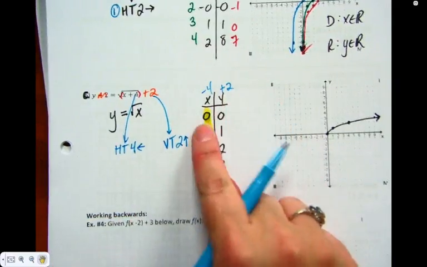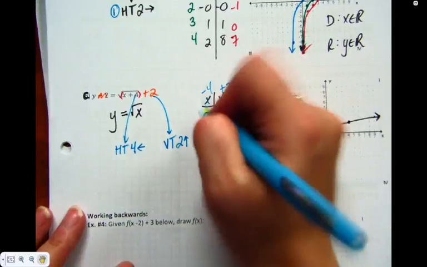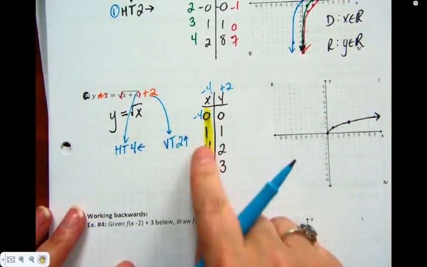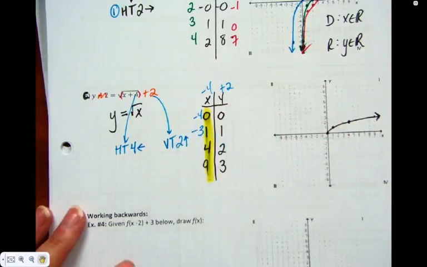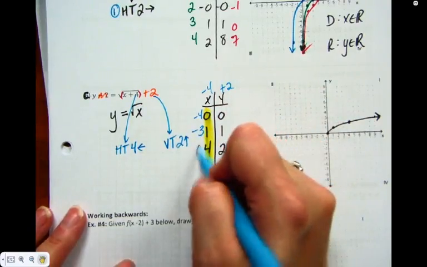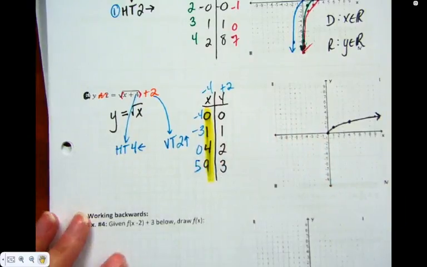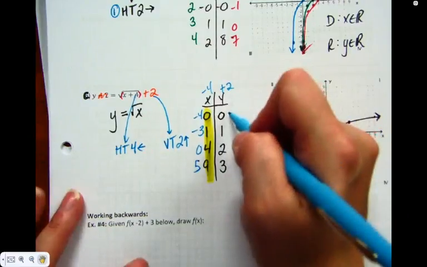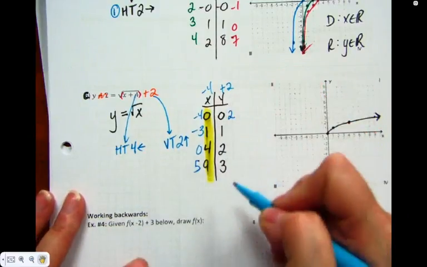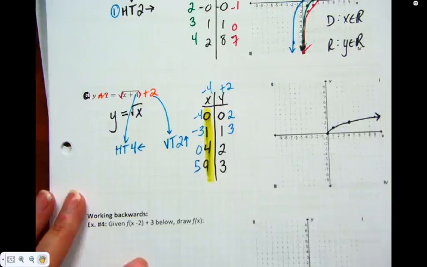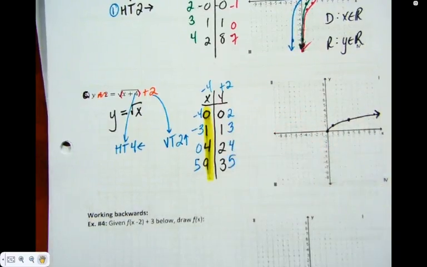So the first x value is going to become minus 4. The next x value would become, the third x value, and the last x value. And then the first y value would become, followed by, followed by. Grab your red pen if you're going to use those and plot those new points.